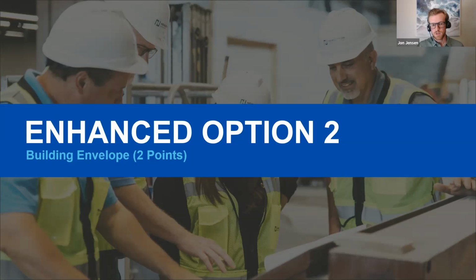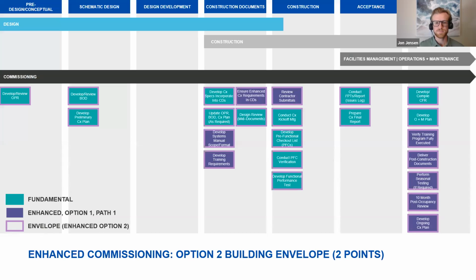So the next thing that we're going to talk about is enhanced option 2, which is building envelope commissioning. And that will allow you 2 more points on the LEED scoring system. This graphic again just explains what option 2 looks like. It really is the whole process that we've done for mechanical, electrical, plumbing systems, but now it is for building envelope. So you're going to do all of the same things, make sure that OPR document includes all the requirements.